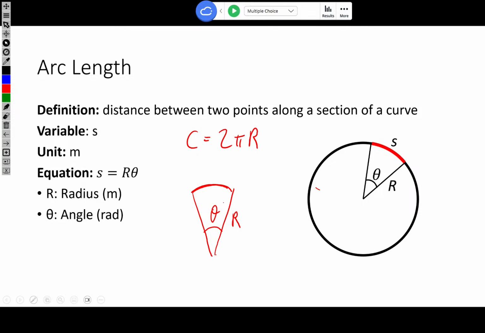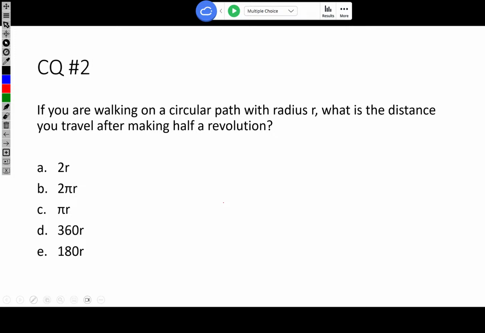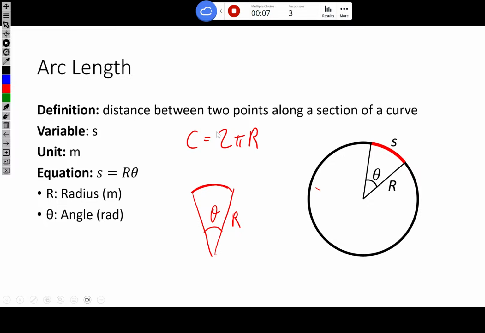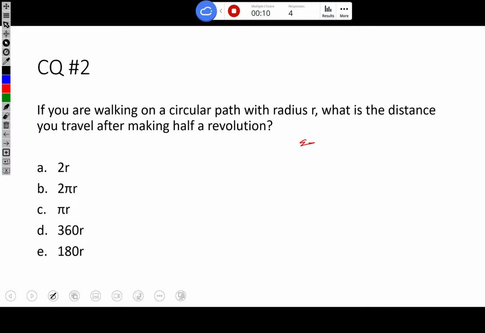Except they use pi, which is a crazy number. All right, cool. Try out the equation. I always forget the symbol for arc length because it doesn't get used that often. I'll even write the equation for you all. S equals R theta. So is the answer 2R, 2 pi R, pi R, 360R, or 180R? Only one of those is right.